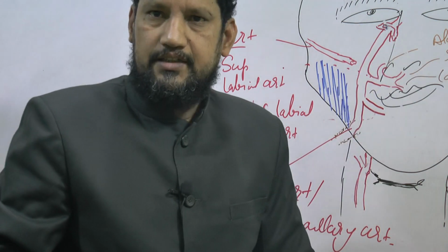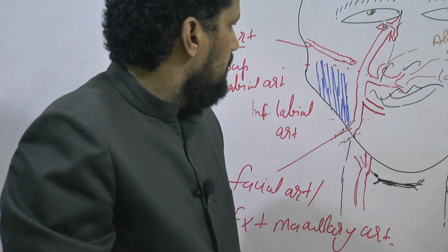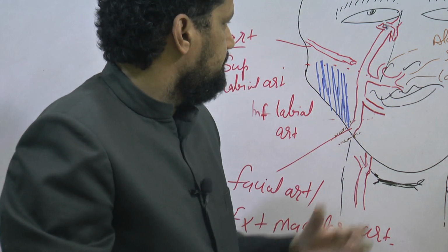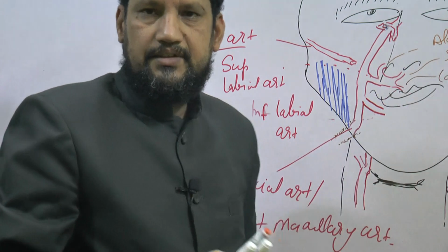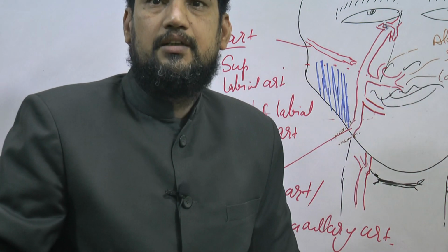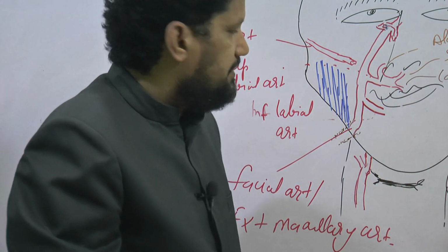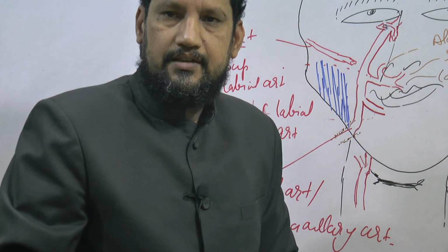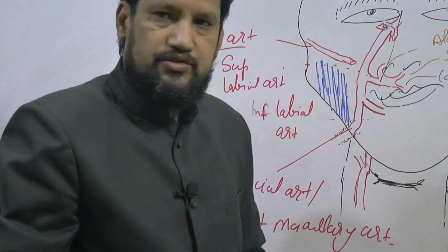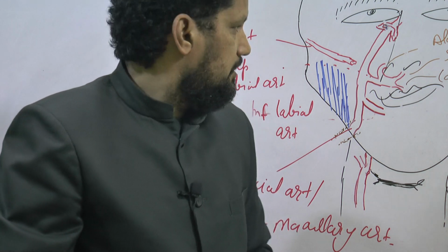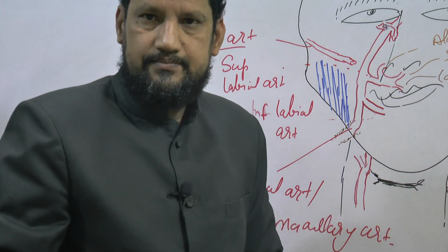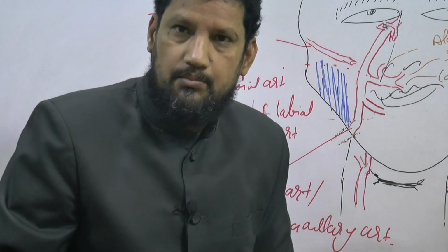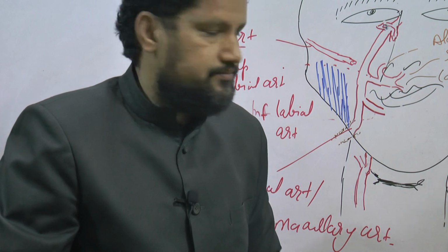Some other small arteries which are running with the branches of the trigeminal ophthalmic nerve, that is supratrochlear, supraorbital and lacrimal, are also supplying blood to the face.